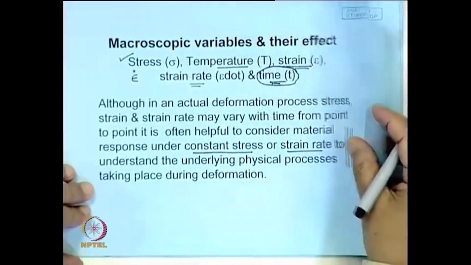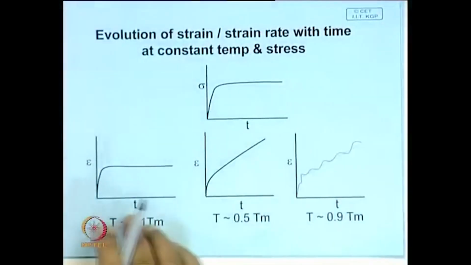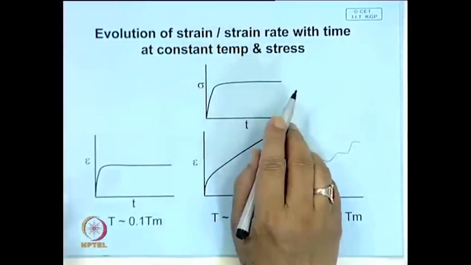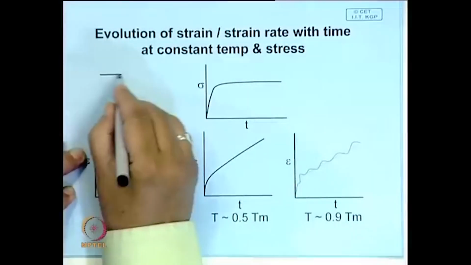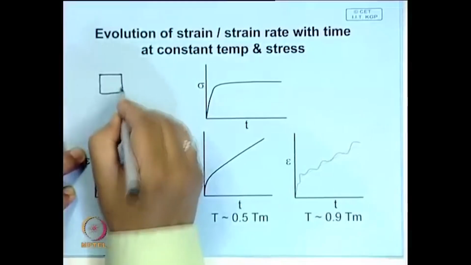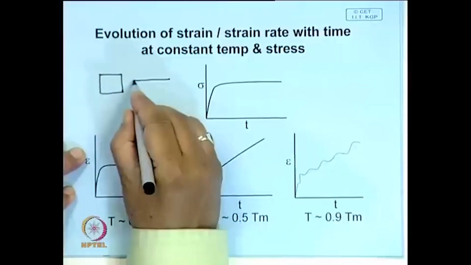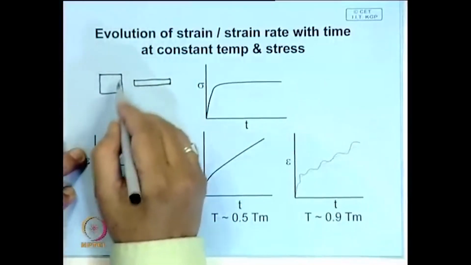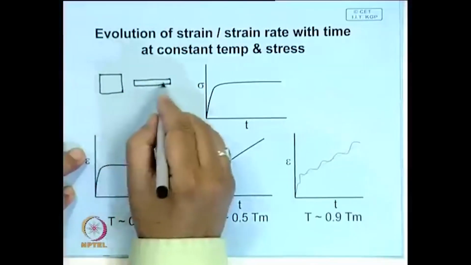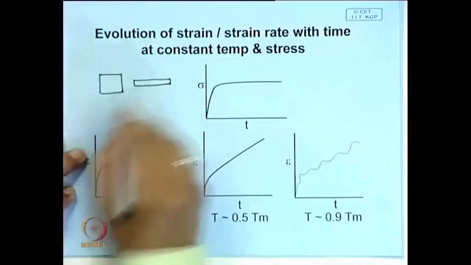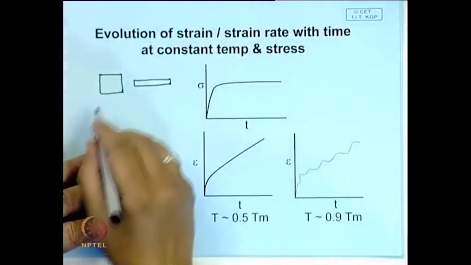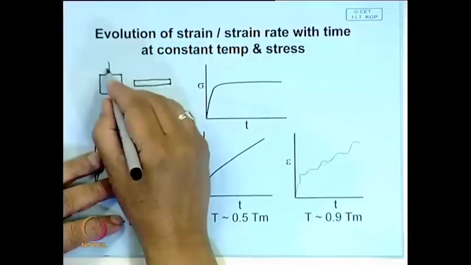And let us see, when we consider the material behavior under this condition, what do we get. So, when we are trying to deform a material, what we try is a change in shape. Say this is my initial size, we want to roll it down to this. So, with every step, strain evolves in the material, and how does this strain or shape change evolve with time?